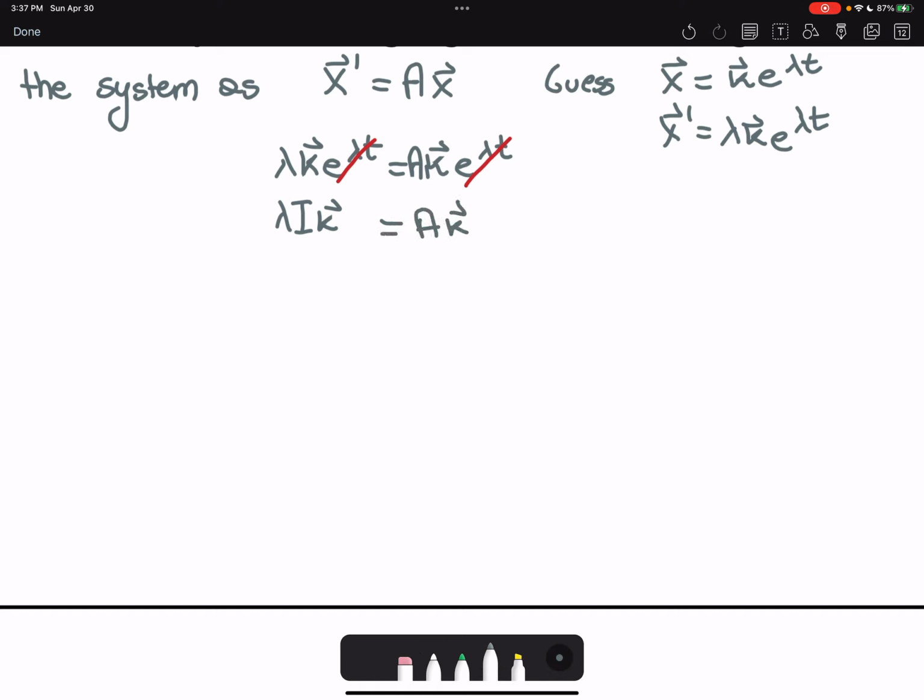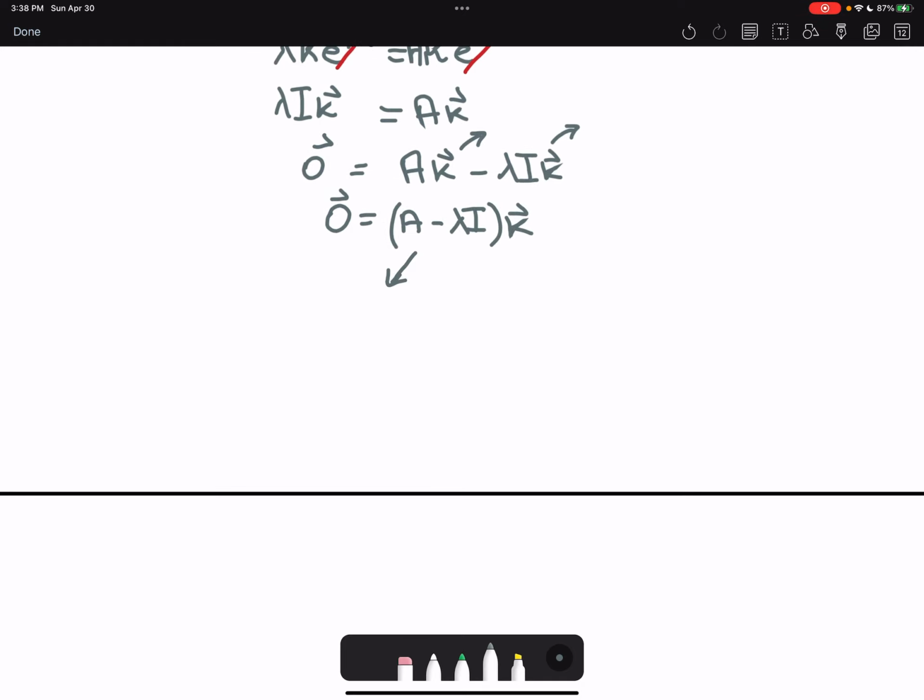Now if I subtract this from both sides, I get 0 is equal to A k minus lambda I k, for which I can factor out the k, which is just a vector of constants, and I get 0 is equal to, and this should be the 0 vector, A minus lambda I times k. Now this happens either when the determinant of A minus lambda I is equal to 0, or when k is equal to 0. But when k is equal to 0, that's not particularly important.